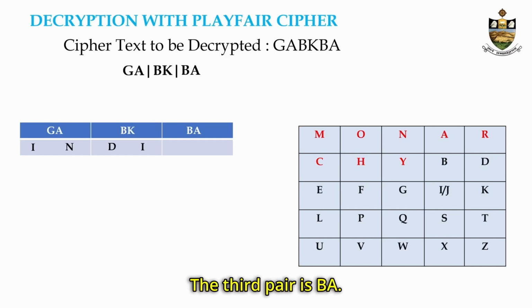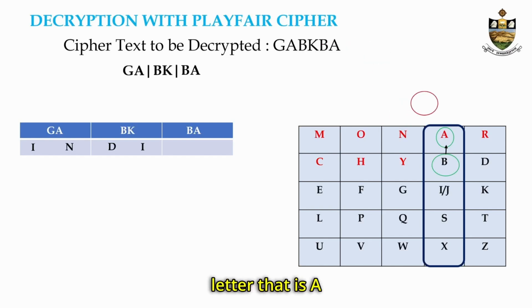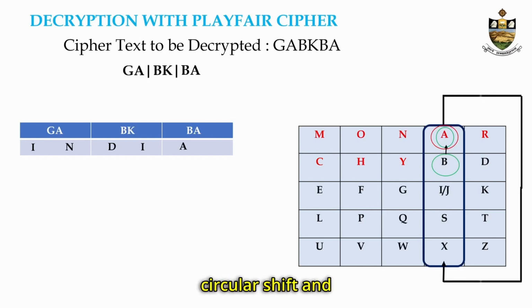The third pair is BA. B is in second row, fourth column. A is in first row, fourth column. So both the elements are in the same column. Apply the second rule of decryption, that is, replace B with the letter immediately above it, that is A, and replace A with the immediate above letter, but there are no rows above A. So we'll take a circular shift and replace A with X.